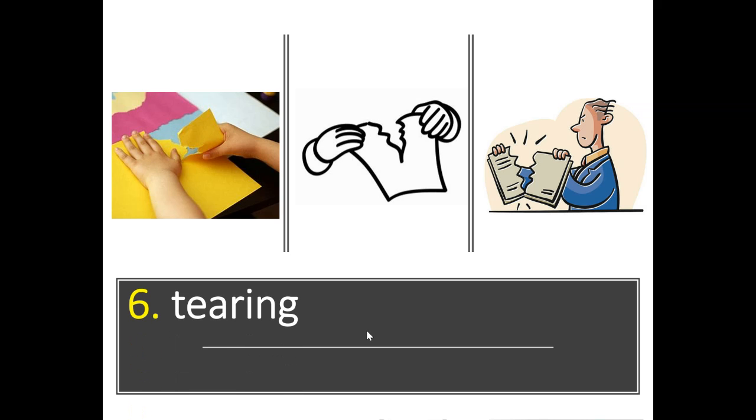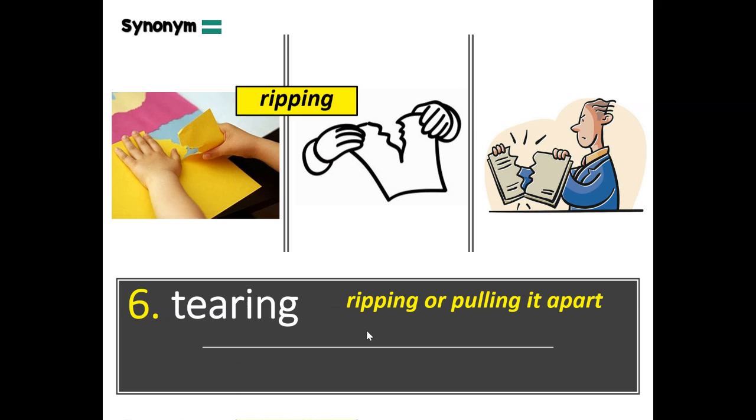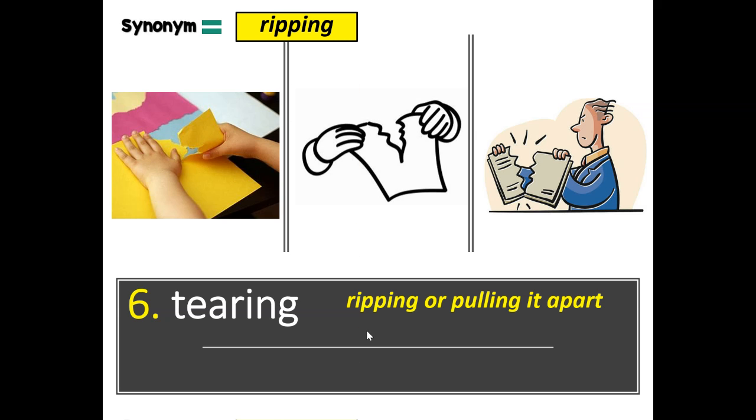They all show tearing. So the root word is tear, or comes from the word to tear, the action. Tear, and then ing, tearing. That means they're doing it right this minute, tearing. Tearing means ripping or pulling something apart. So a synonym, or word that means the same, is ripping. Ripping is tearing, and tearing is ripping.